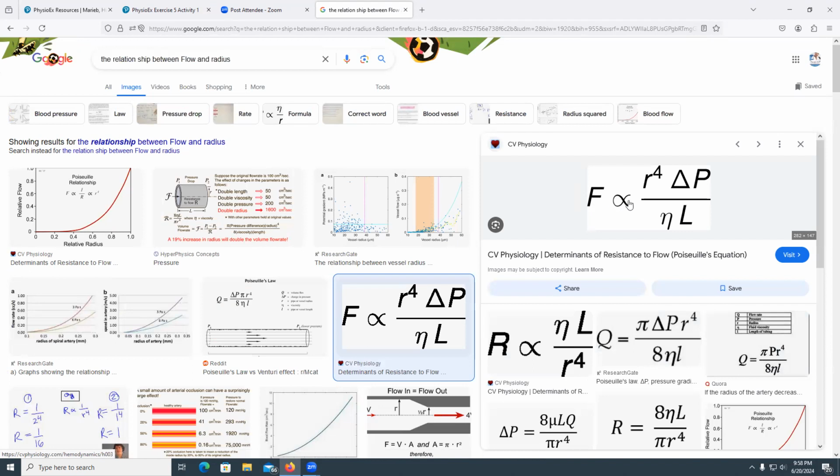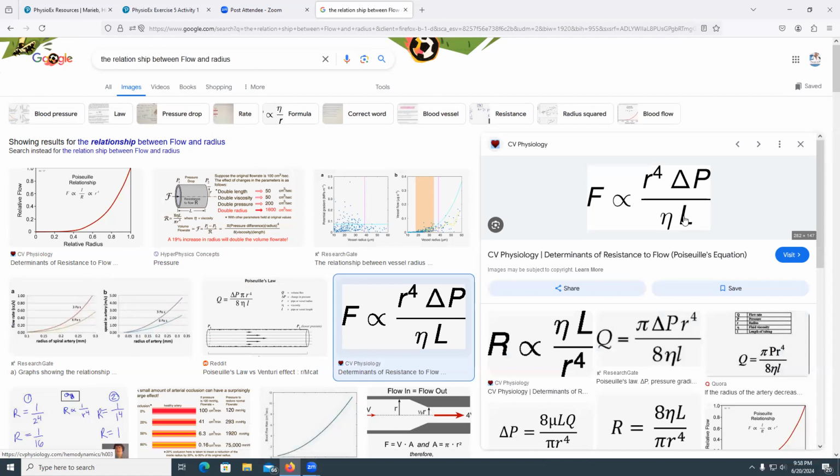It's F, the flow rate, is directly proportional to the radius to the power of 4. So if my radius was 2 millimeters to the power of 4, and I increase it, make it 3 millimeters, the flow is going to increase by 3 times 3 times 3 times 3. So it's going to be an exponential increase. So that's very important for you to appreciate.